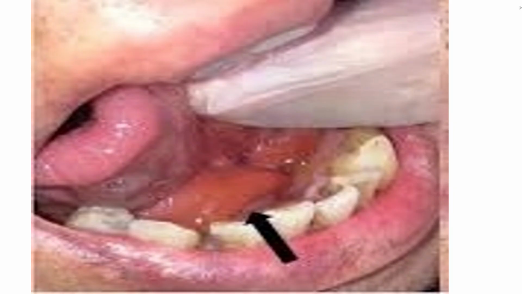This is the image that I have been talking about since last few slides. There is a clear swelling in the floor of mouth just behind the teeth, which is pushing the tongue backwards.